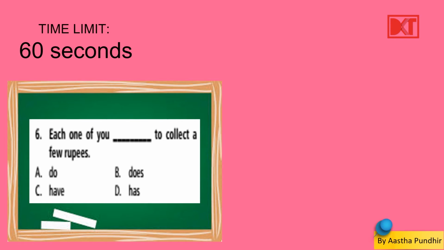Okay, next, each one of you dash to collect a few rupees. Do to collect, does to collect, have to collect, or has to collect. So here we are talking about each one of you. Are we talking about one person, or about so many people at one time? Here we are talking about one person. Alright, each one of you. Each one says we're talking about one person, singular. So with singular we use has. Each one of you has to collect a few rupees. Alright.